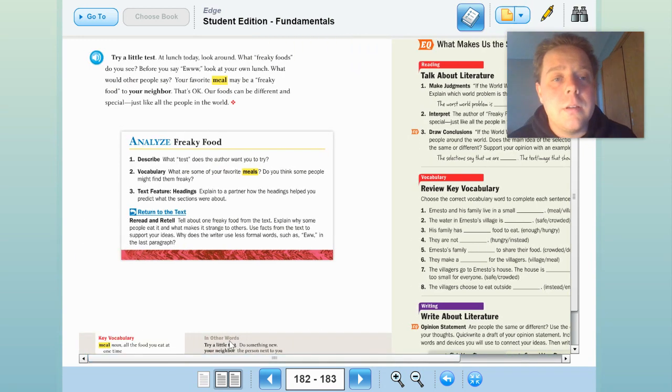Try a little test. At lunch today, look around. What freaky foods do you see? Before you say ew, look at your own lunch. What would other people say? Your favorite meal might be a freaky food to your neighbor. That's okay. Our foods can be different and special, just like all the people in the world.